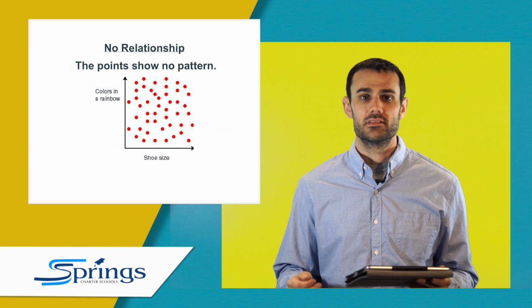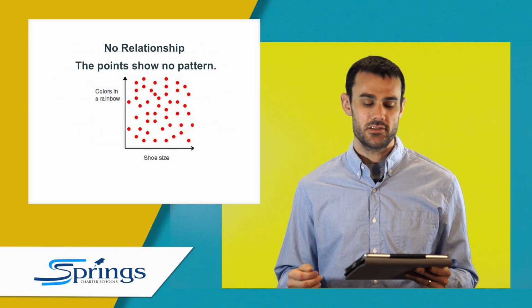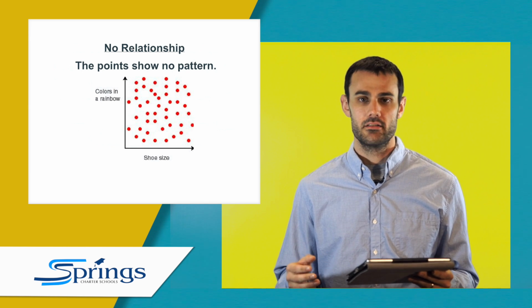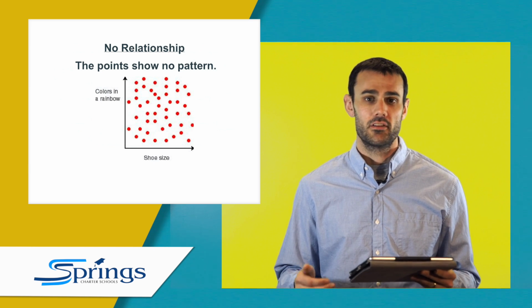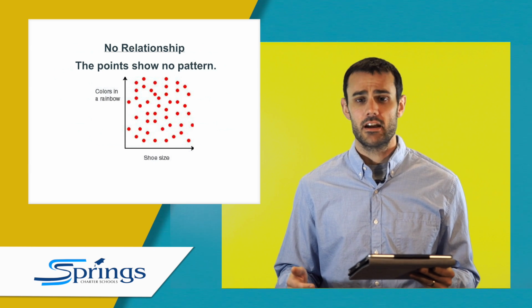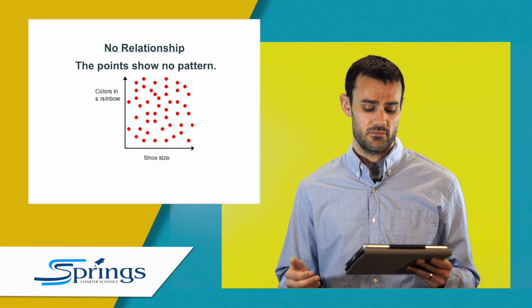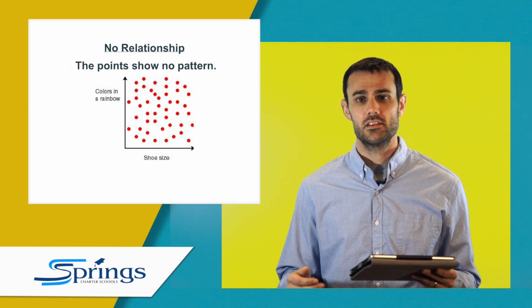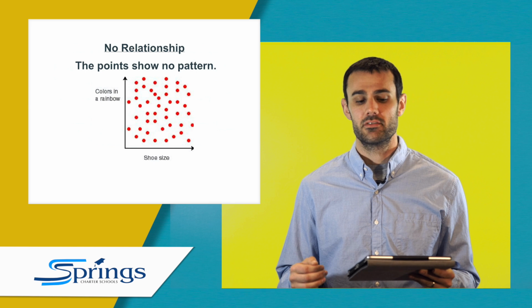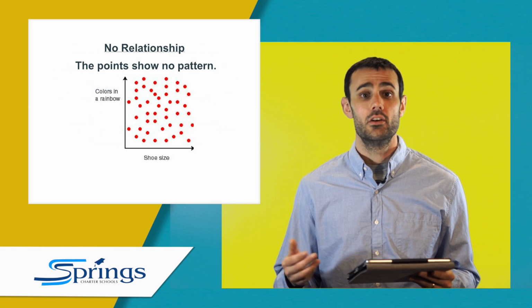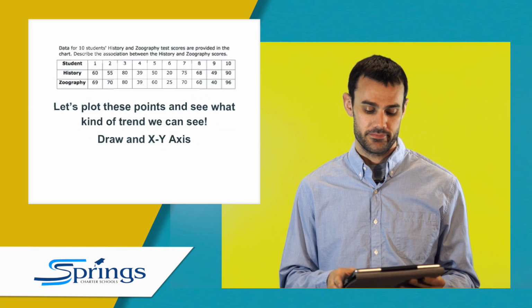We also have what's called no relationship. The points on this graph show zero pattern. They don't have a positive flow or a negative flow, and they also don't look like a curve. On this graph, they were showing colors in the rainbow versus shoe size, and those two things really don't correlate together in any aspect of life. So we consider this type of graph a no relationship scatter plot.